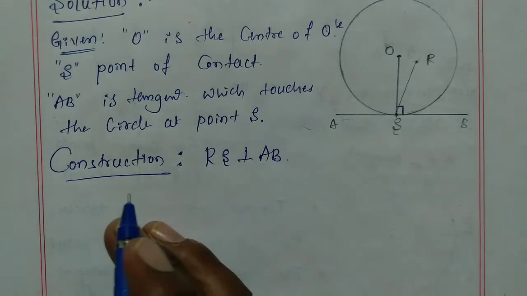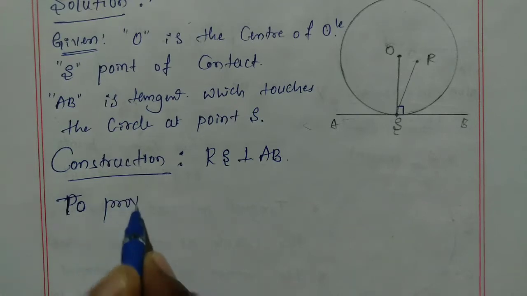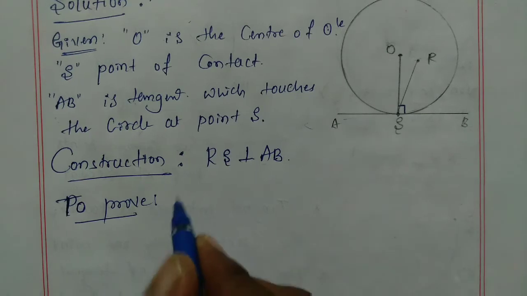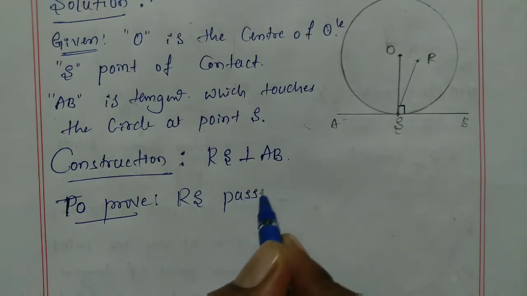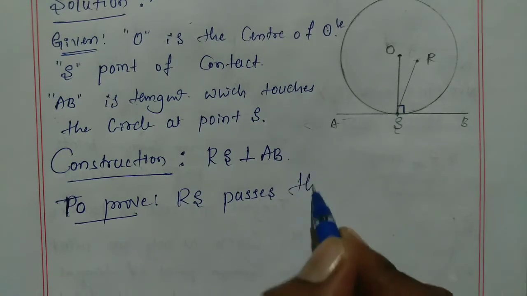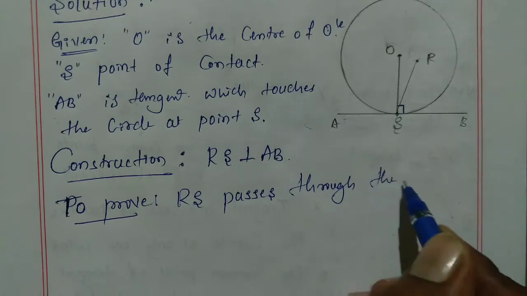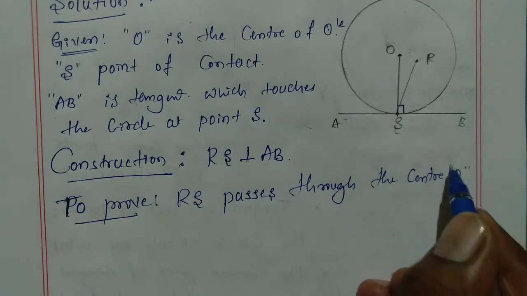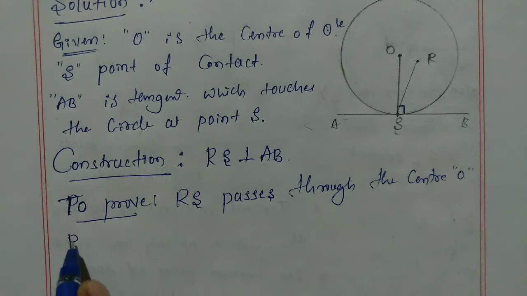Next, I will write what we have to prove here. We have to prove this RS passes through the center O. Okay, so you have to prove this one: RS passes through the center O. Right, so next I will write here proof.